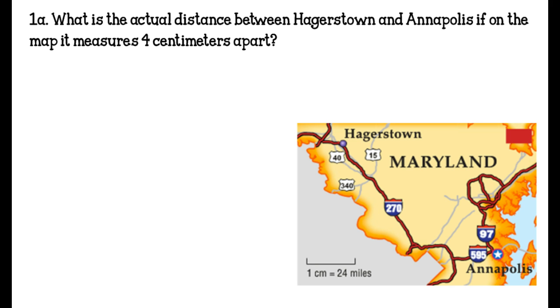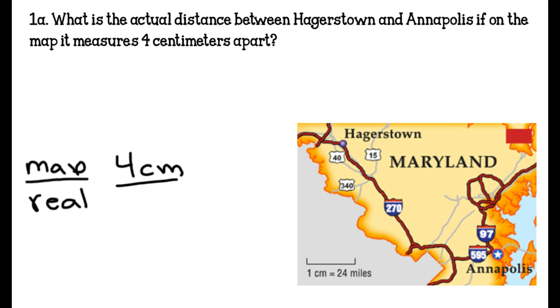1A, what is the actual distance between Hagerstown and Annapolis if on the map it measures 4 centimeters apart? So I always do map over real, and you're going to set up a proportion similar to what we did in chapter 2. On the map it says that they are 4 centimeters apart, but we don't know how far they really are apart, so we're going to put an x there.